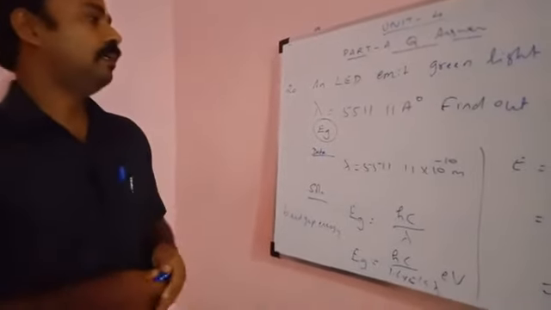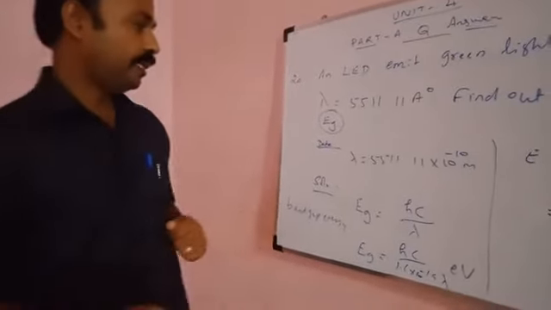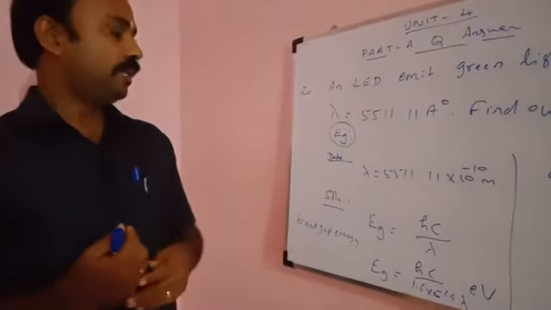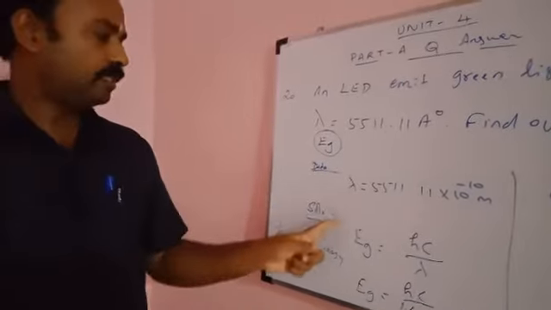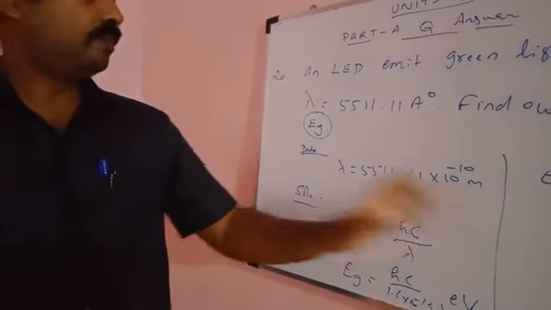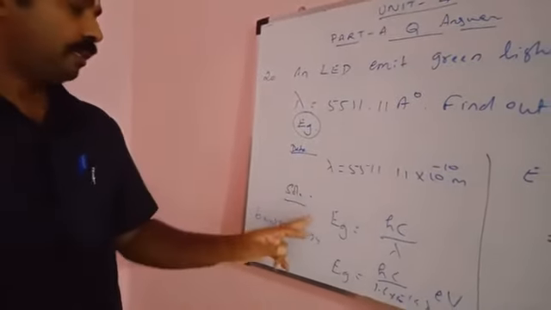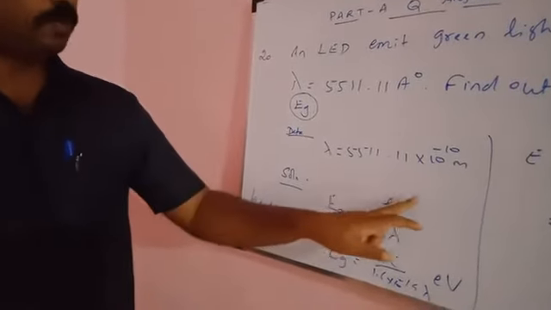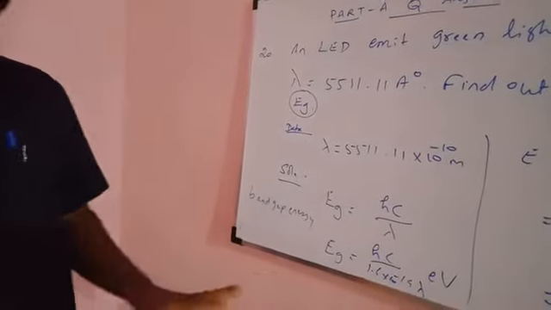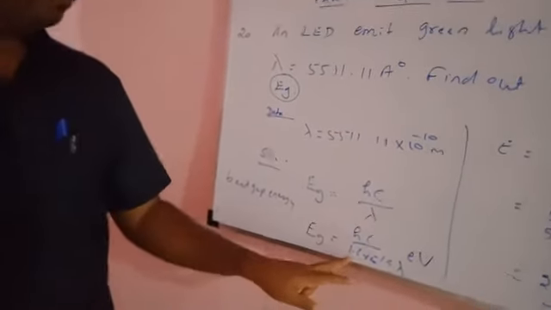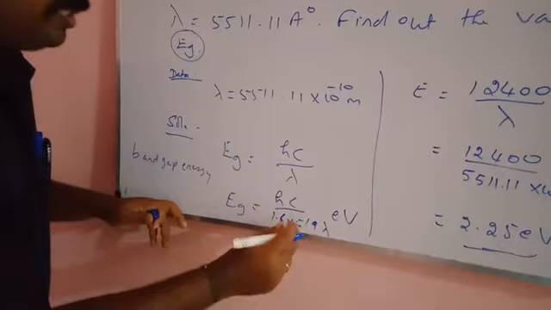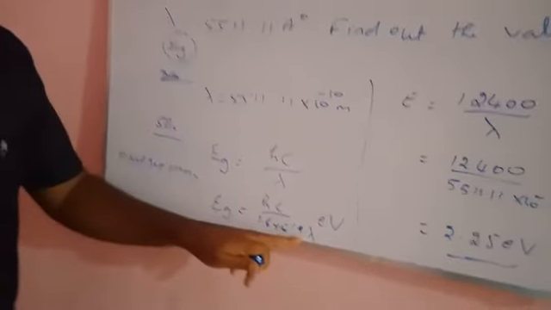What about the band gap? Band gap energy is there. What about the band gap energy in the case of an LED? So the question is, the wavelength is given and the energy gap Eg is asked. Eg is equal to hc by lambda. This formula I know. Then hc by 1.6 into 10 power minus 19, this is 1.6 into 10 power minus 19 lambda.